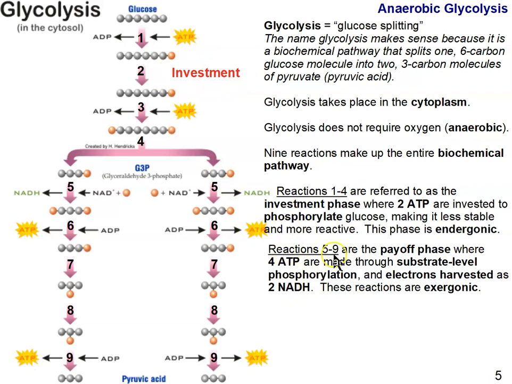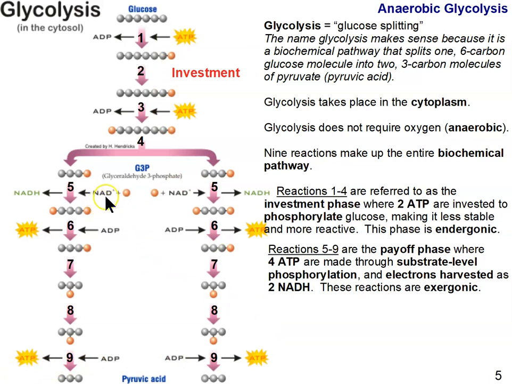Then we have reactions 5 through 9, which are referred to as the payoff phase, because as you can see, we're getting NADH and 4 ATP for a net production of 2 ATP. Because we use 2 here, we're getting 4 here in the payoff phase. So that gives us a net production of 2 ATP through the whole process of glycolysis, which isn't very much.